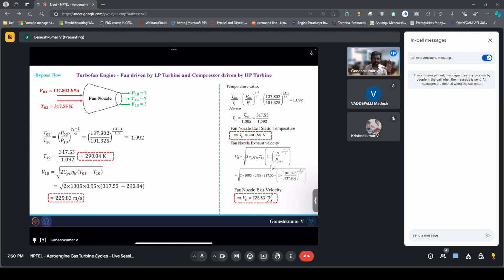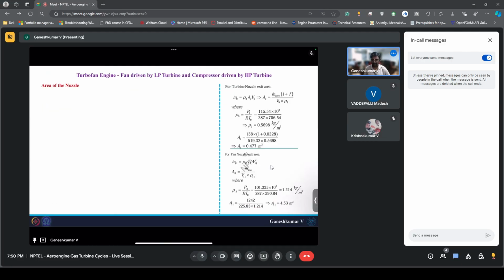So there is not much of a change in the exit. In fact, there is no change in the bypass stream from configuration 1 to 2, but there is going to be a change in the core stream, which is going to affect your performance parameters. That is what we are going to see now. First, we have the area of the nozzle. Let's find the area of the turbine nozzle exit, the core flow nozzle area.